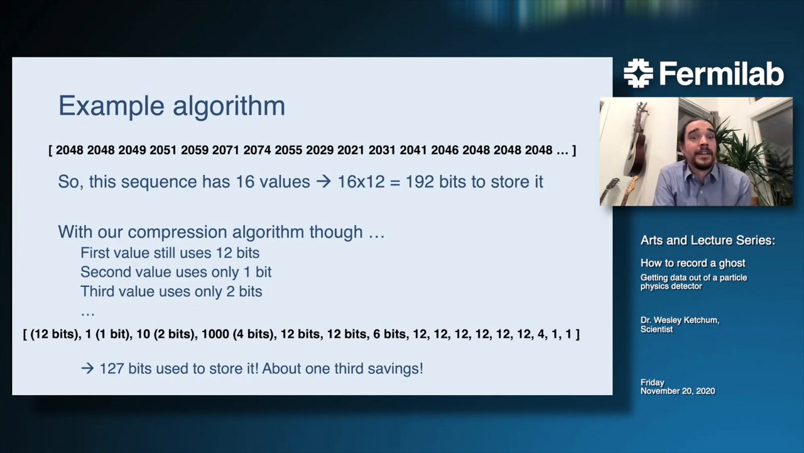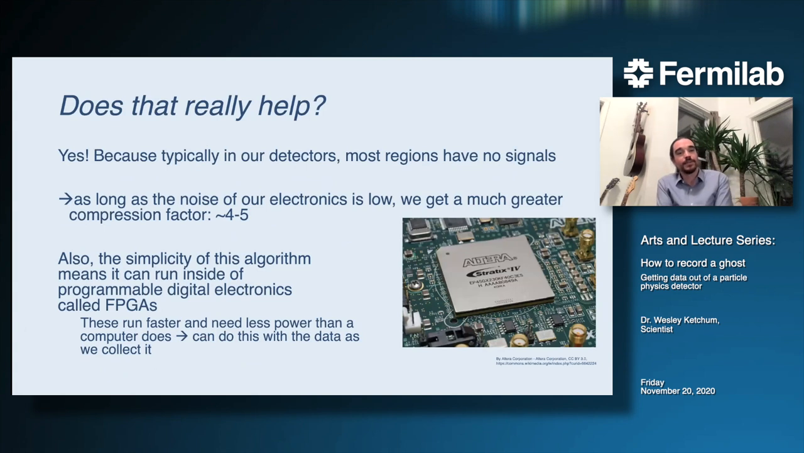I'd go shopping for that. Now that's even underselling things a little bit, because in our detectors, most of the regions don't have signals. They're mostly empty and just have some really small deviations due to noise. And so rather than getting only sort of a two-thirds improvement on our data volume, what we typically get is actually a compression factor of 4 to 5.